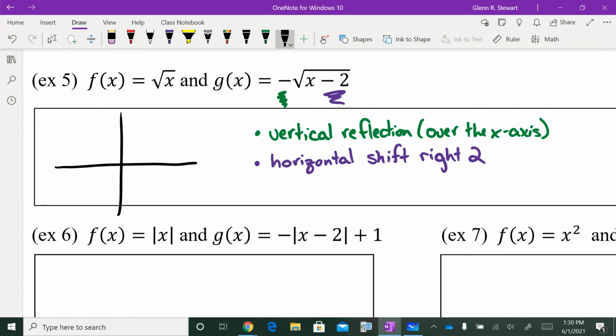Okay, so again, you've got this original equation, right there, x. And then you've got the movements here, vertical, and then we also go right 2, 1, 2, and over that axis. Oh, and I mislabeled that, so let me label it correctly. That's f of x, and that is g of x.